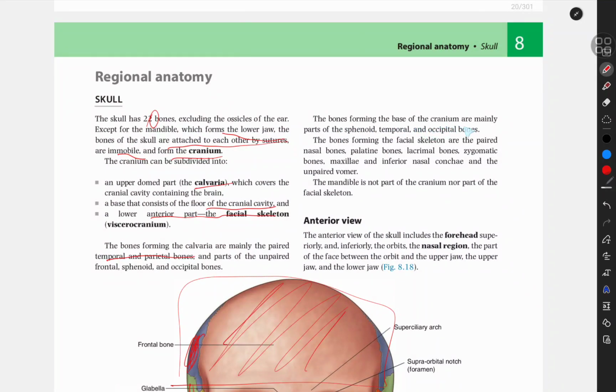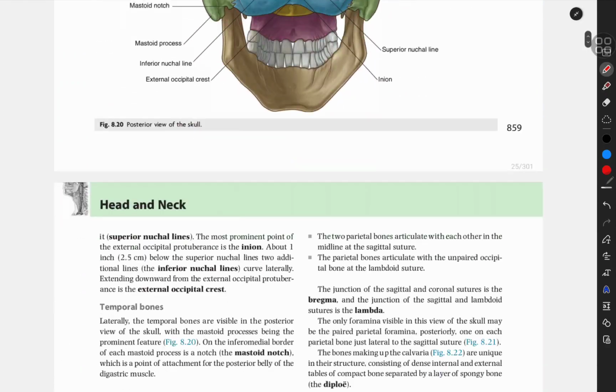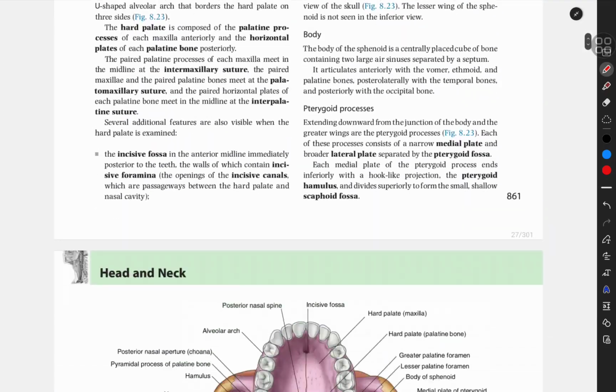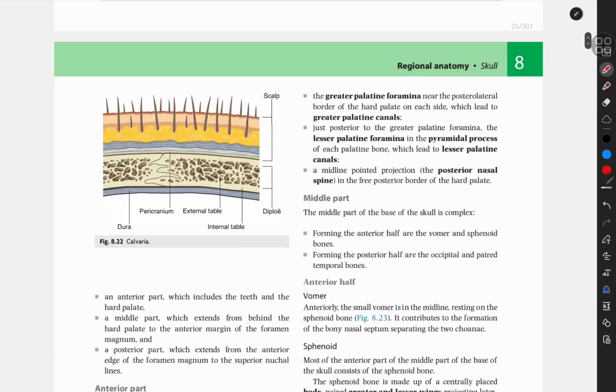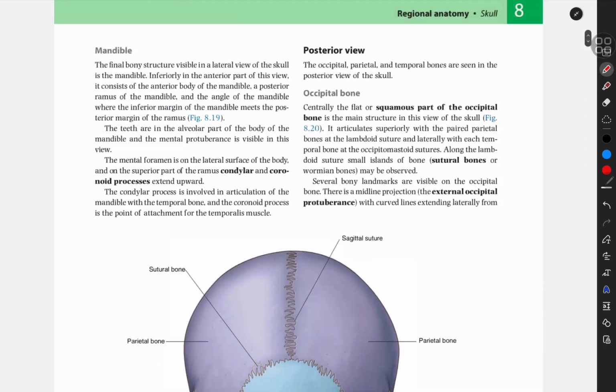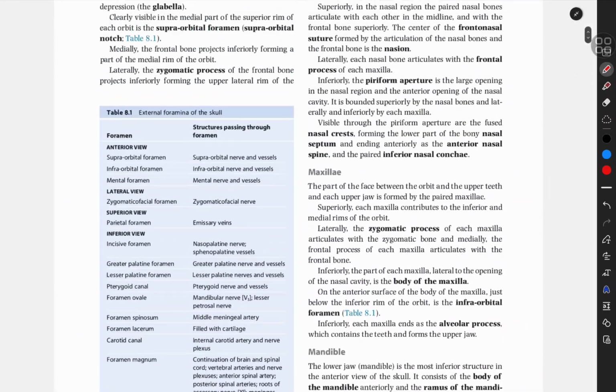The bones forming the base of the cranium are mainly parts of the sphenoid, temporal, and occipital bones. This is the superior view. Yellow is the sphenoid here, then the temporal and the occipital. The base is formed mostly by these three bones, with some other bones here, but we will not go into the details right now. The details are coming, don't worry.